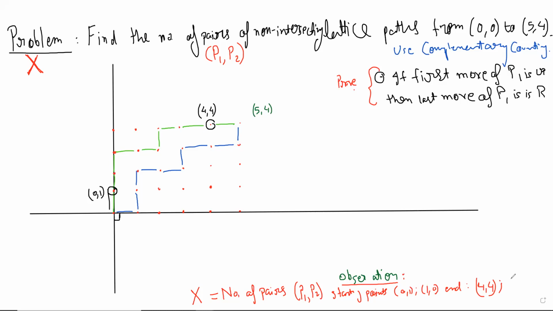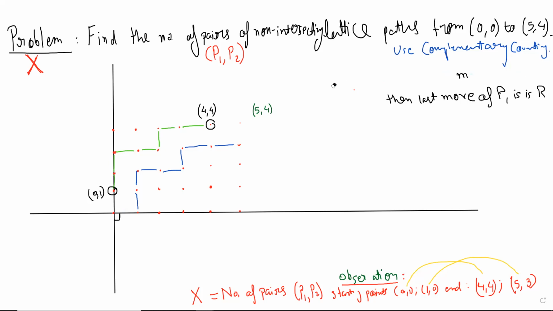But what will this be? 5, 3. I mean, essentially it's more than that. It is this and this respectively, because that's what we just saw, that it cannot cross. So now it's a purely non-intersecting question. So now we can forget about this too, and forget about this. Now, how do we count?